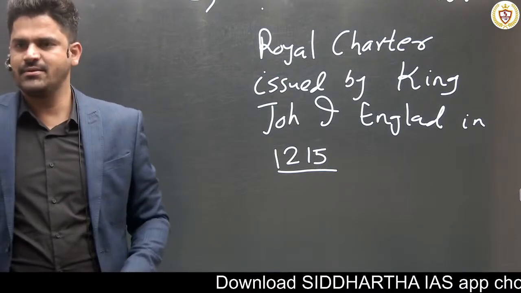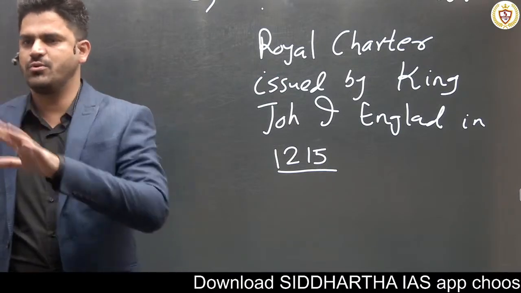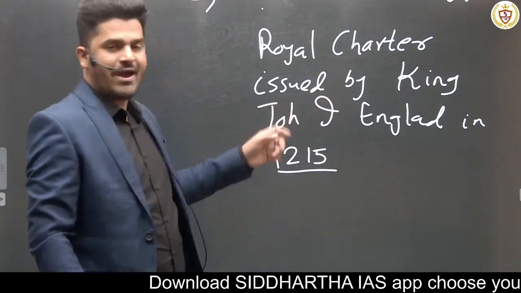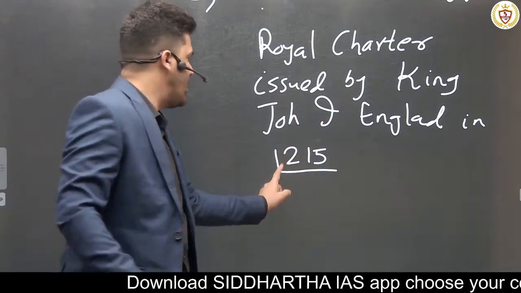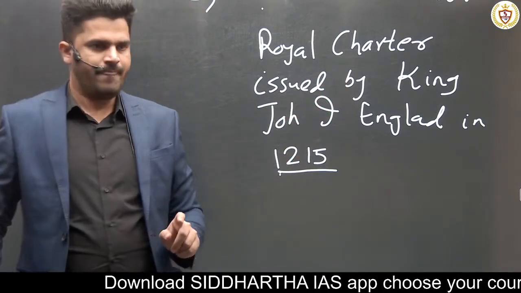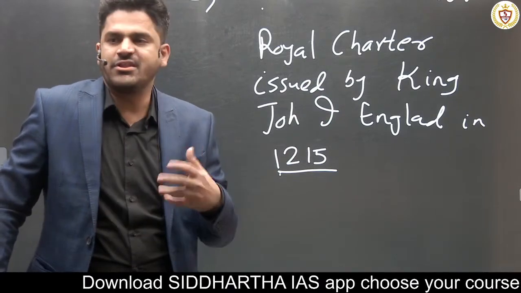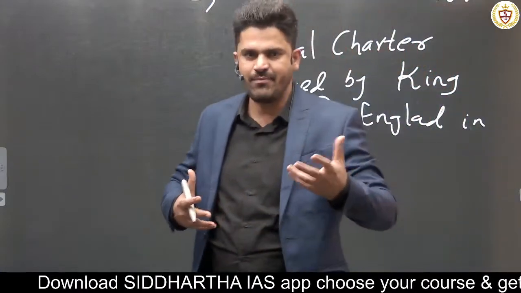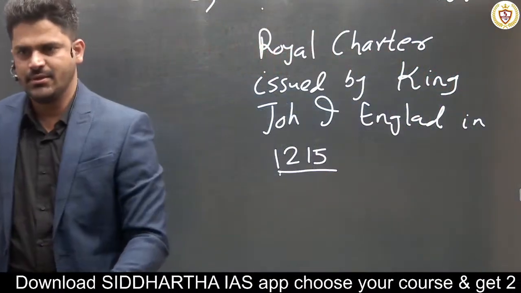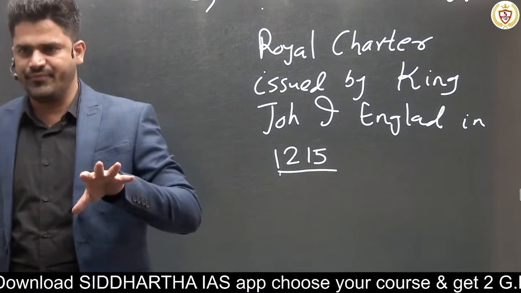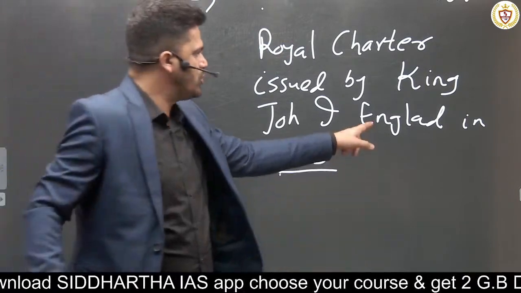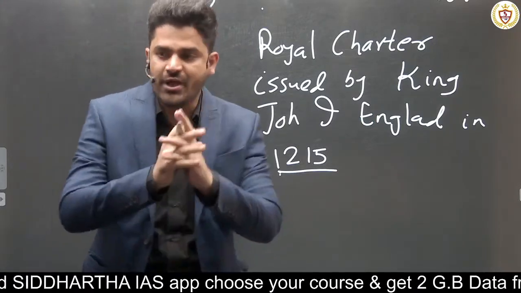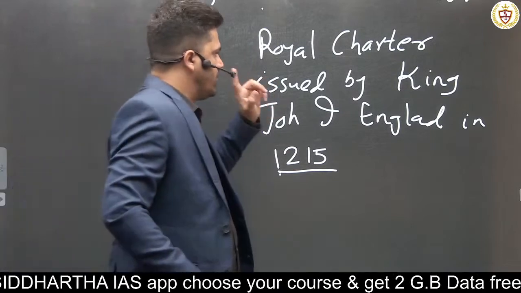What is Bill of Rights? First 10 amendments to the US Constitution. What is Magna Carta? Magna Carta was a royal charter issued by King John of England in 1215. Now, under the pressure from barons. Barons means noblemen, lords. है ना, feudalism था उस time पे, feudal society थी, feudal lords. So under the pressure from barons or feudal lords, King John, who had absolute powers, was forced to recognize certain rights of English people.